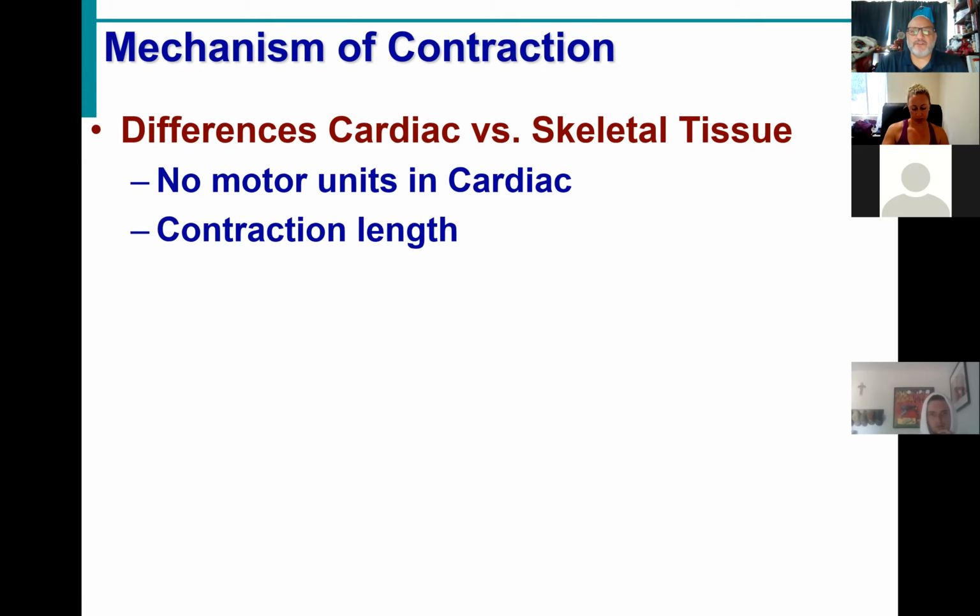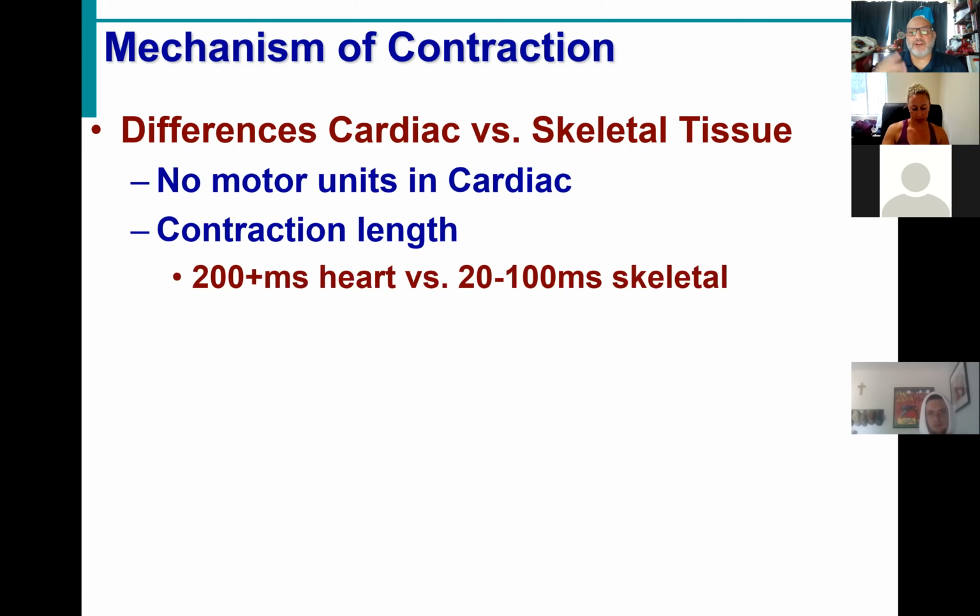There's also some big differences in lengths of contraction. If you remember when we talked about a contraction of a skeletal muscle cell, that entire contraction process, something we referred to as a twitch, which is hopefully something you remember. If not, I will strongly remind you of that. From latent period to the end took about 20 to 100 milliseconds. However, the contraction length from a single stimulation of our cardiac muscle cell, that contraction lasts over 200 milliseconds.